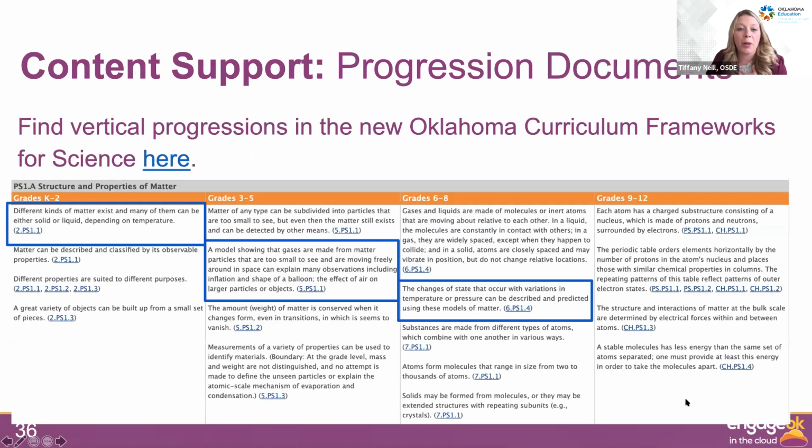So if we go to the progression document for science, here we see in grades K through 2, students are gaining an understanding that matter exists, and many of them, and that matter exists in solid or liquid form depending on temperature. We see in grades 3 through 5 that students can start showing that gases are made from matter particles that are too small to be seen. And both of those concepts serve as building blocks for explaining why the water from the shower leads to fogging of the mirror.